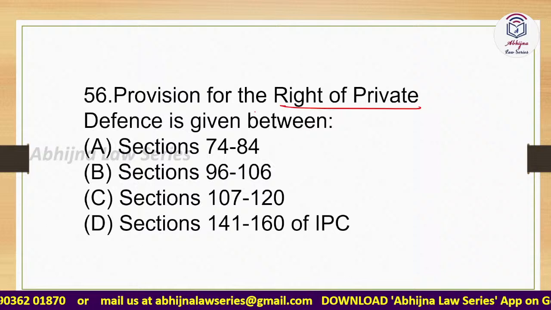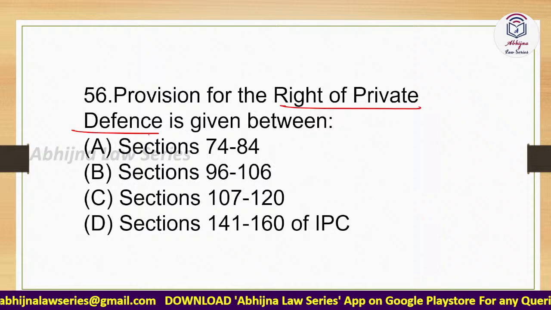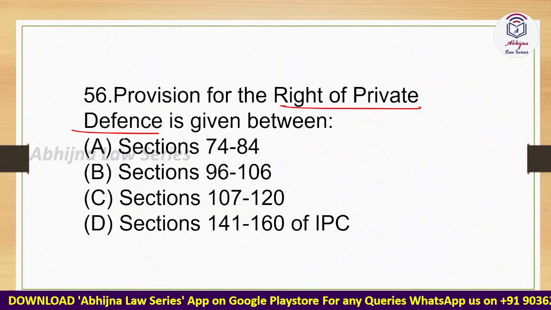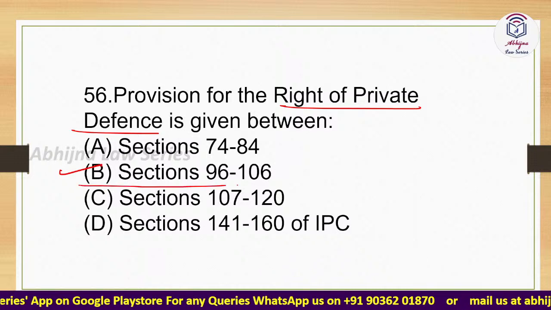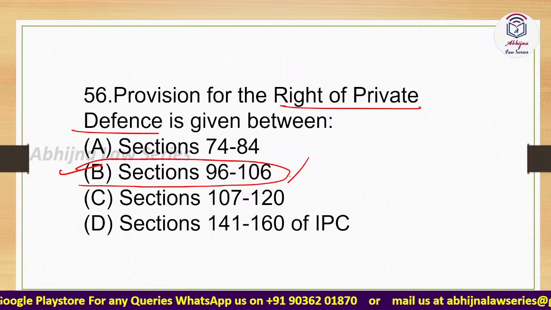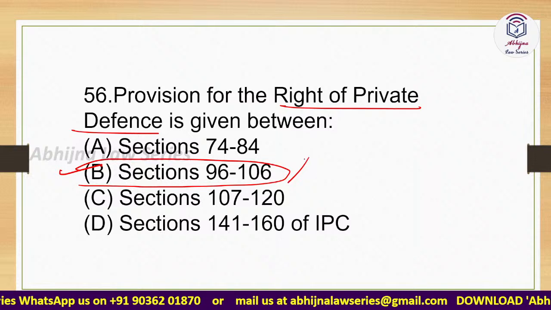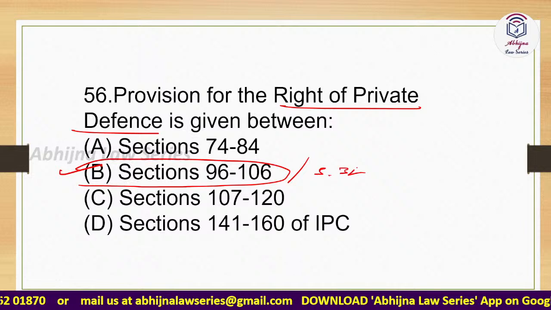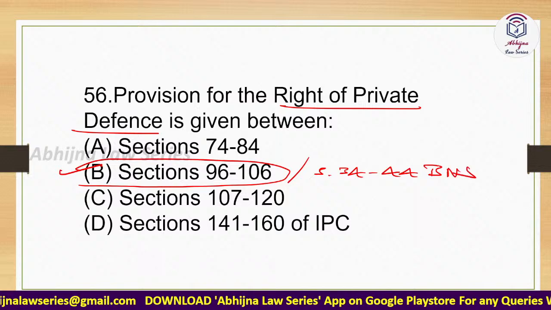Provision of the right of private defense is given under which sections? This is a question of IPC, and IPC has been changed to BNS. So, sections 96 to 106 have been given, and in the new sections, it is sections 34 to 44 of BNS.